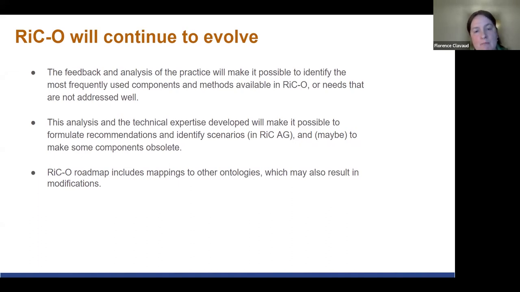As we are going to map RiC-O to other ontologies, e.g. Premis, we also made two modifications in RiC-O. Anyway, we hope that we will also be able to formulate recommendations and identify use cases, categories of use cases, and document them. This should be a collective work. I mean, also involve RiC-O users and RiC users more broadly.